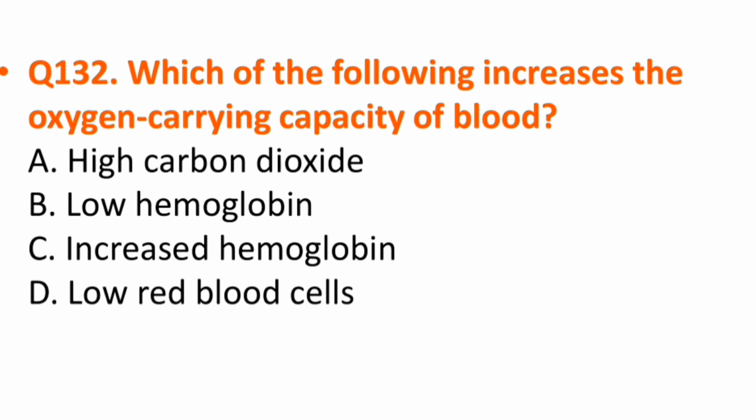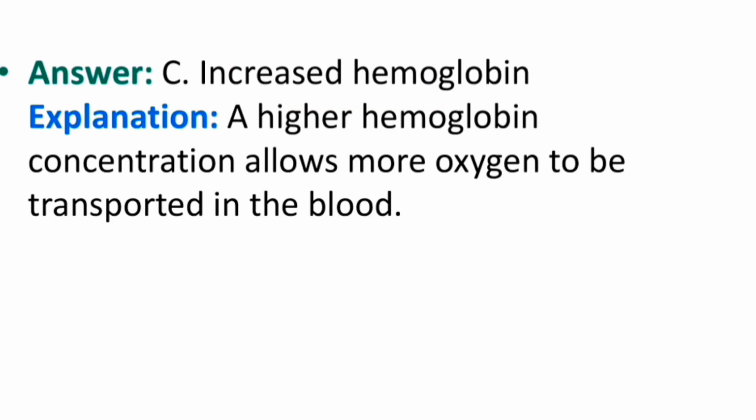Which of the following increases the oxygen carrying capacity of blood? Option A, high carbon dioxide, option B, low hemoglobin, option C, increased hemoglobin, option D, low red blood cells. The correct answer is option C, increased hemoglobin. A higher hemoglobin concentration allows more oxygen to be transported in the blood.